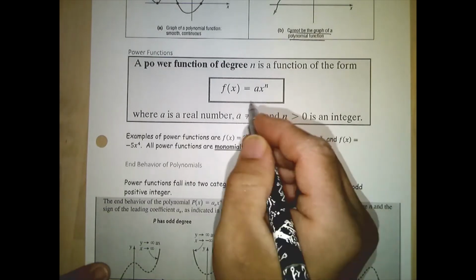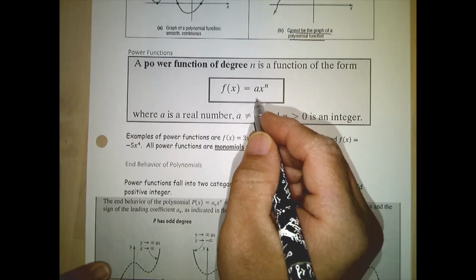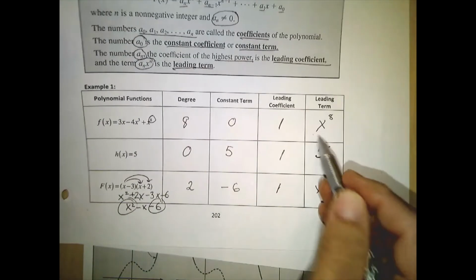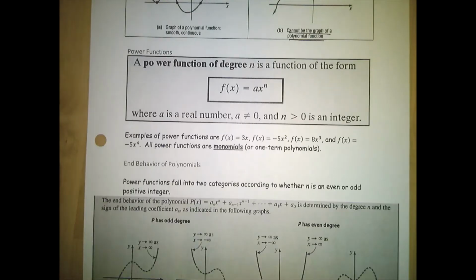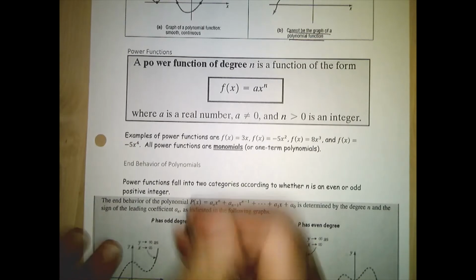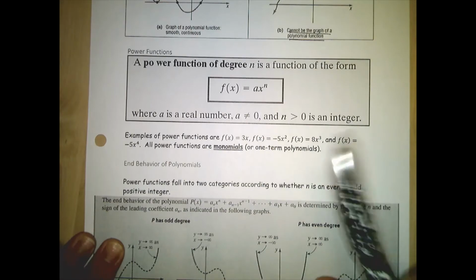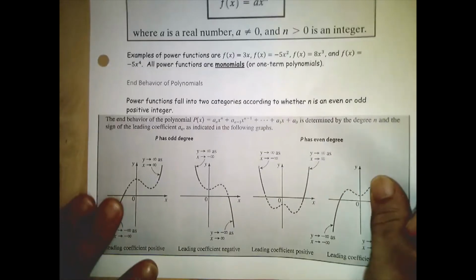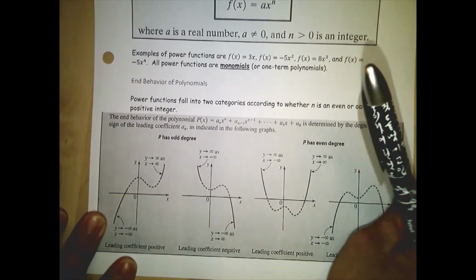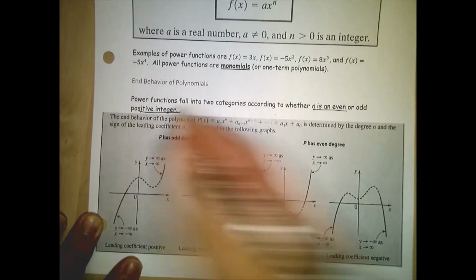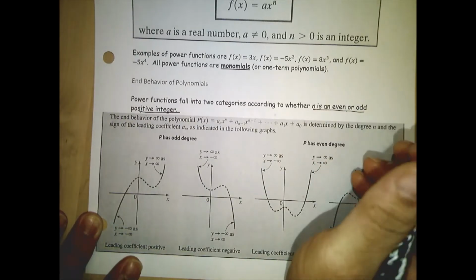A power function is just a function of the form a x to the n, and if you recognize what we were doing here, that's why we were picking out all of the leading terms, because the leading terms are power functions. All right, so all power functions are monomials or one-term polynomials. So the end behavior of polynomials here, power functions fall into two categories according to whether n is an even or odd positive integer.